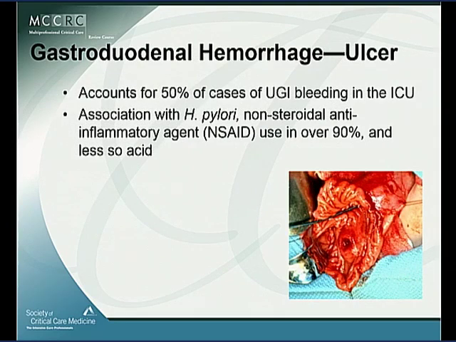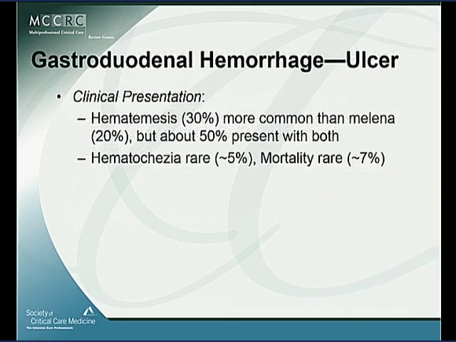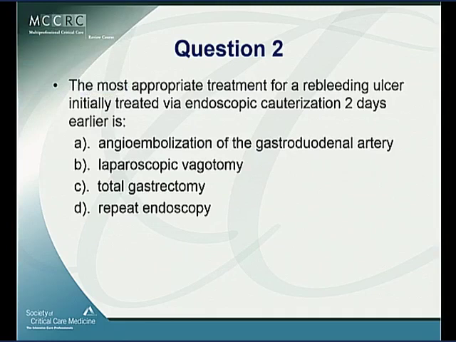So I said ulcer is the most common cause of upper GI bleeding in the ICU, associated with a risk of H. pylori, but we'll talk a little bit more about that a few slides hence. NSAIDs certainly, and less so acid. So this is not an acid problem in ICU patients. These patients present most commonly, although not all of the time, with hematemesis, then melena, then hematochezia, despite my first question, which is even rarer. Mortality is rare as well.